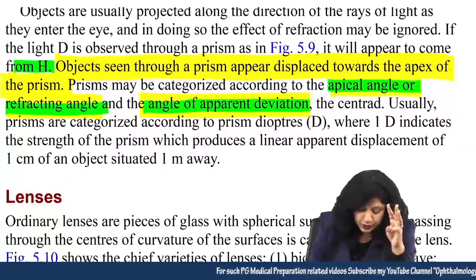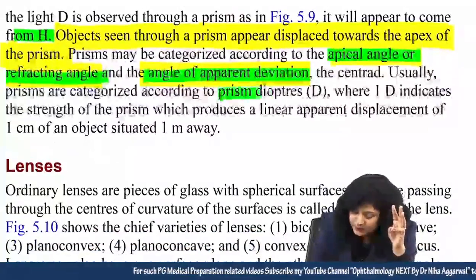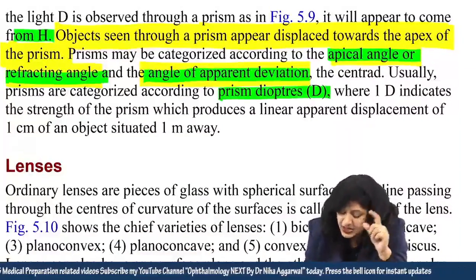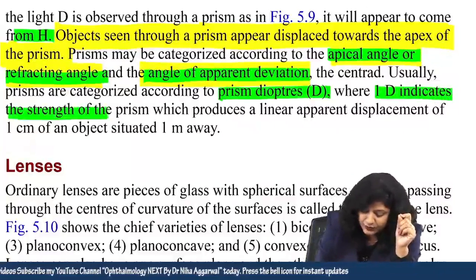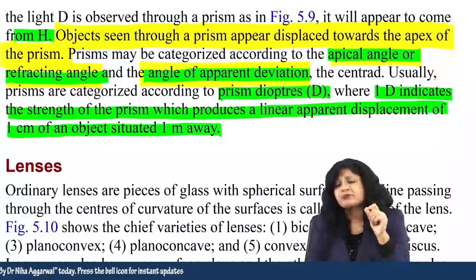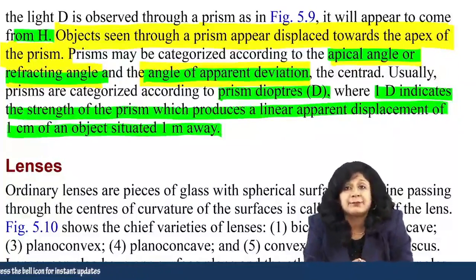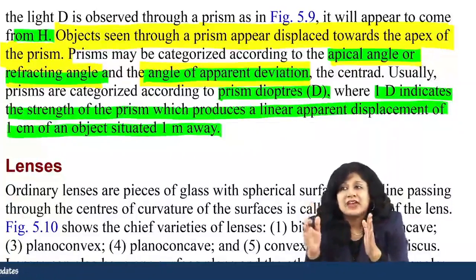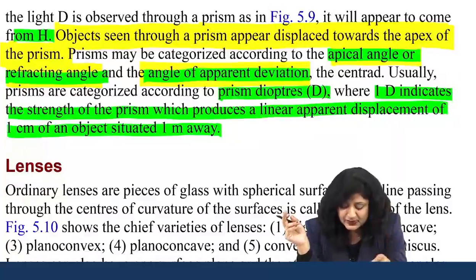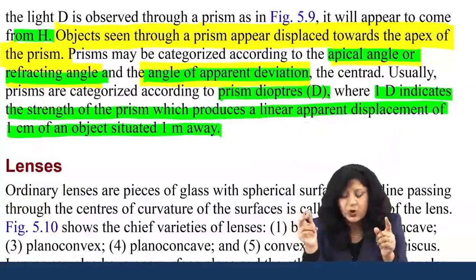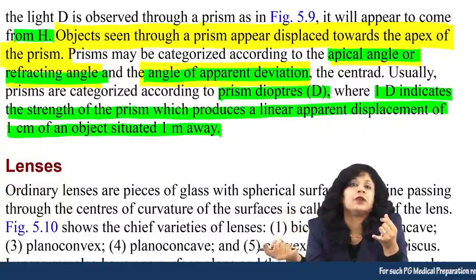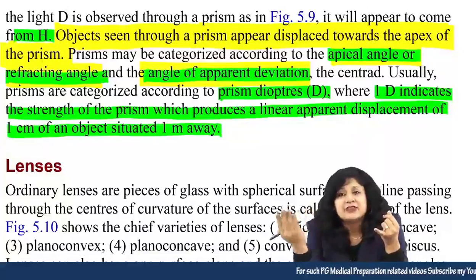Usually the prisms are categorized according to prism diopters. You know this also; usually we say which prism diopter is able to neutralize it. One diopter indicates the strength of the prism which produces a displacement of 1 centimeter of an object 1 meter away. This is the theoretical definition of prism diopters. So one prism diopter means this prism is able to produce a displacement of 1 centimeter of an object situated 1 meter away. Likewise, if I say 7 meters, you can calculate likewise.